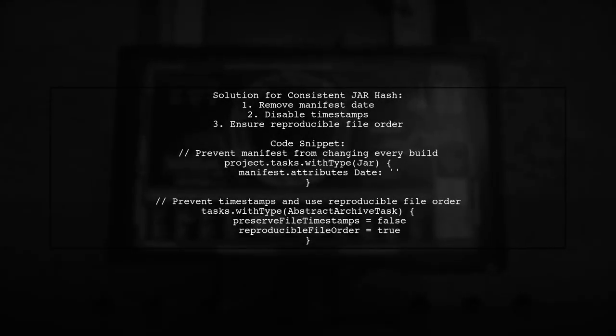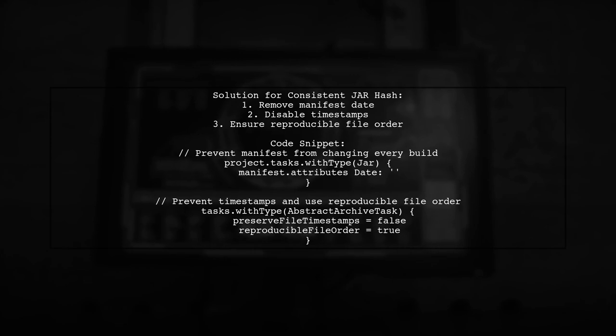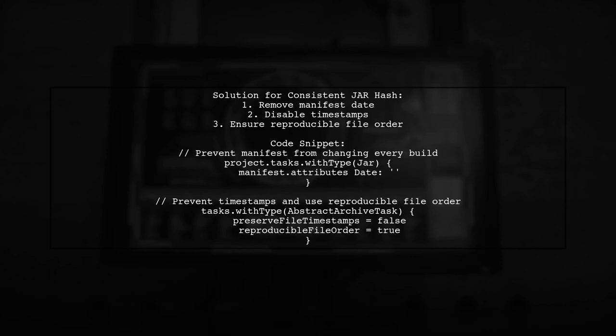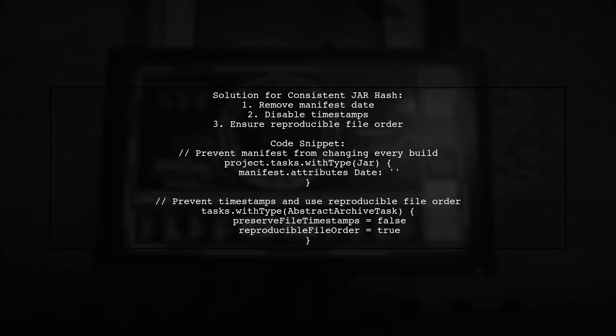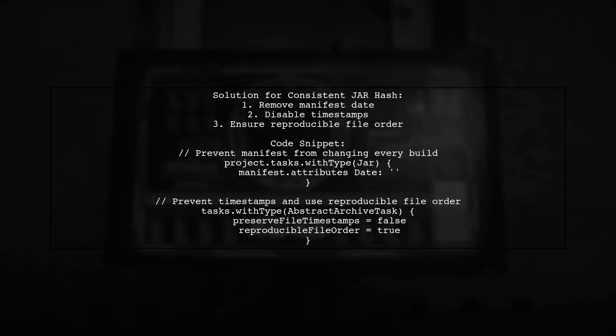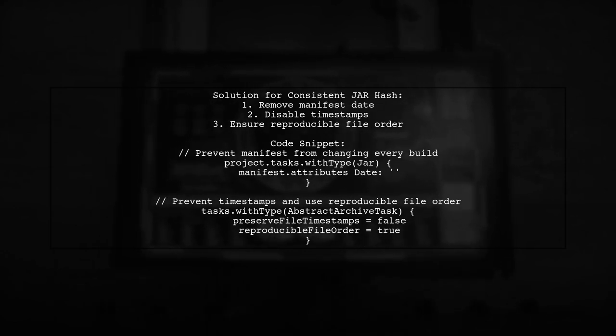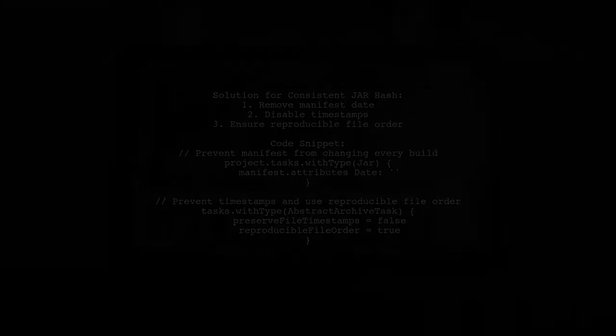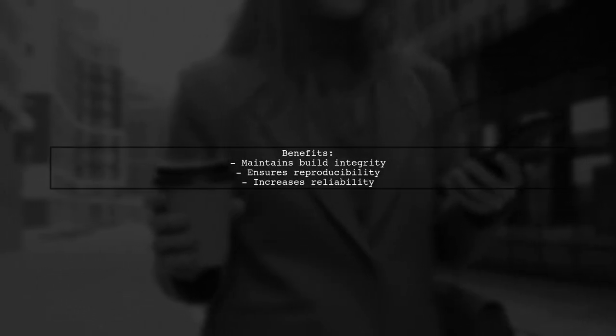To ensure the same jar file has a consistent hash on every build, you can modify your Gradle file. First, remove the manifest date to prevent it from changing. Then, set the timestamps to not appear in the jar and enforce a reproducible file order. This approach helps maintain the integrity of your builds, making them reproducible and reliable.